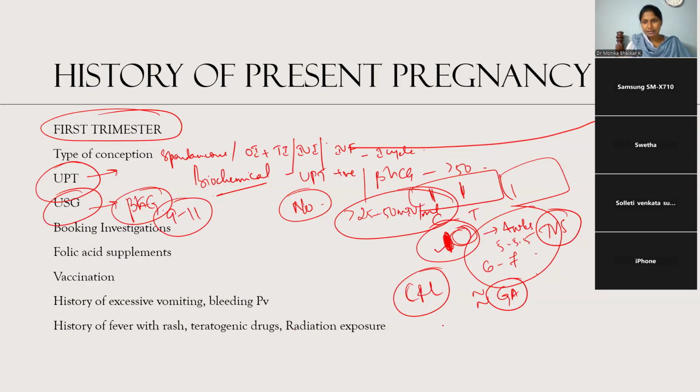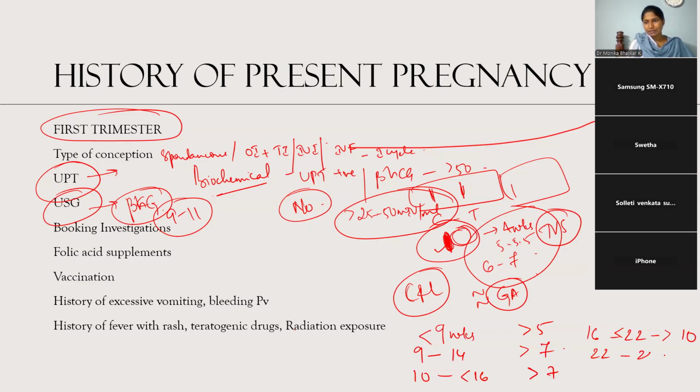So I will write here. Less than 9 weeks, it is more than 5 days. 9 weeks to 14 weeks, more than 7 days. Again, 14 weeks to less than 16 weeks, more than 7 days. 16 weeks to less than 22 weeks, more than 10 days.